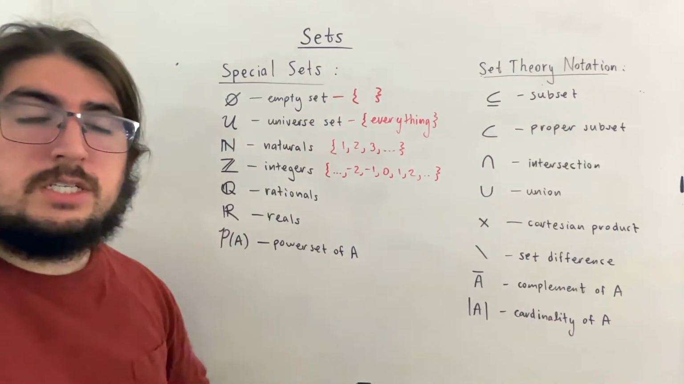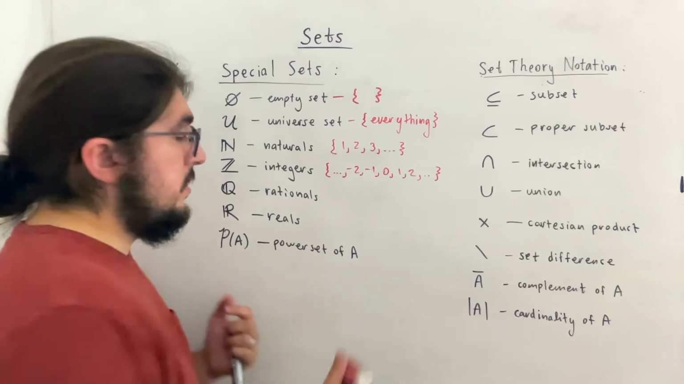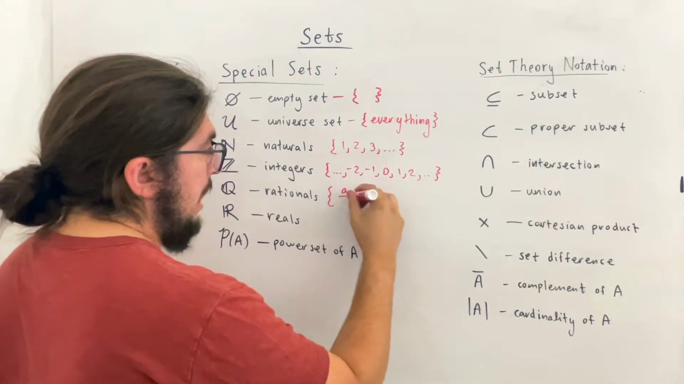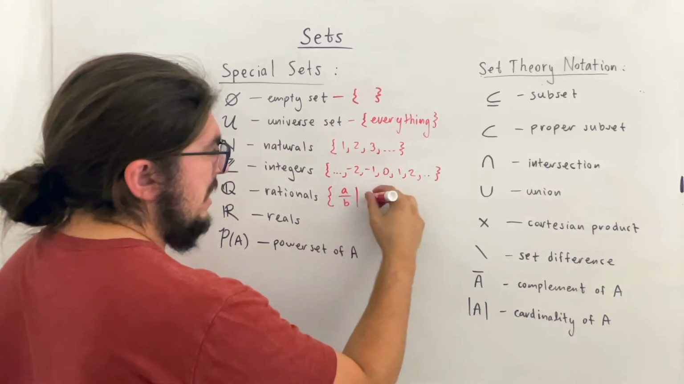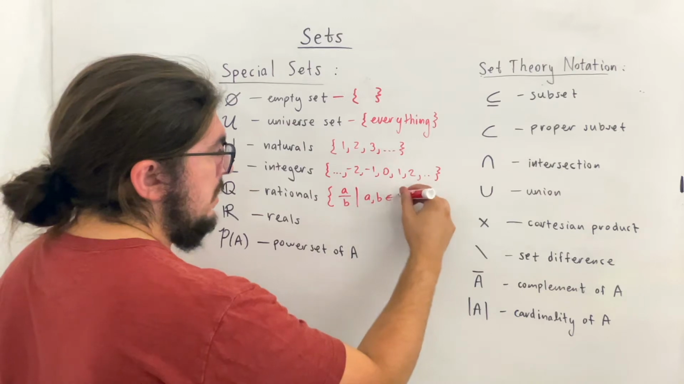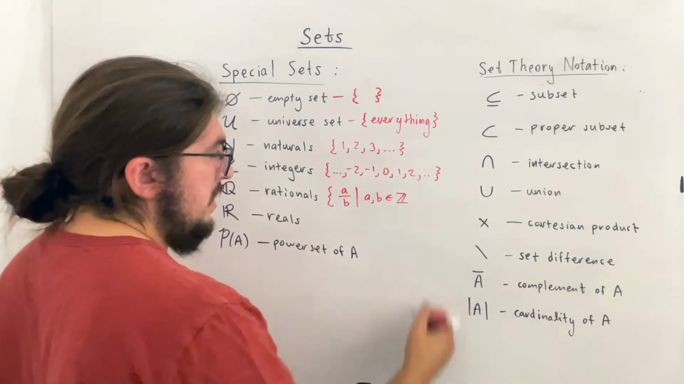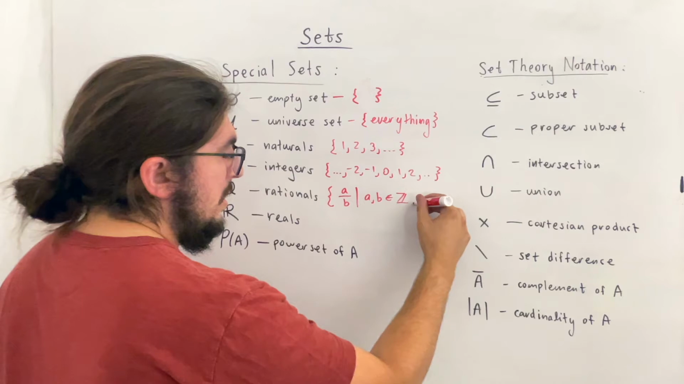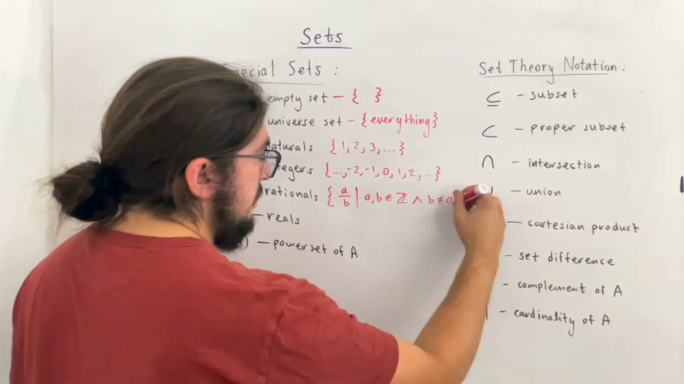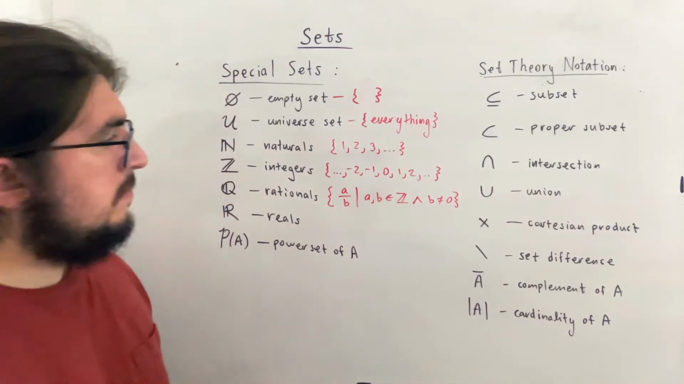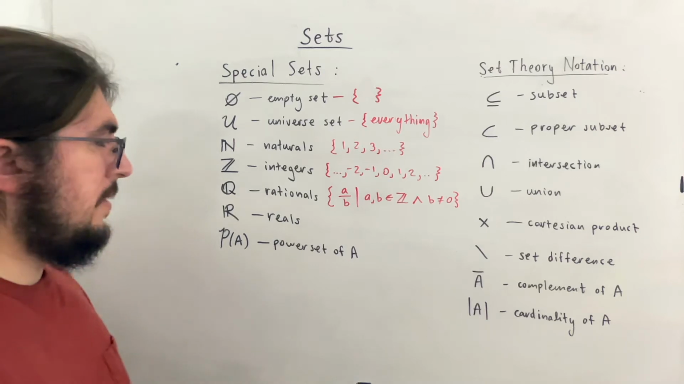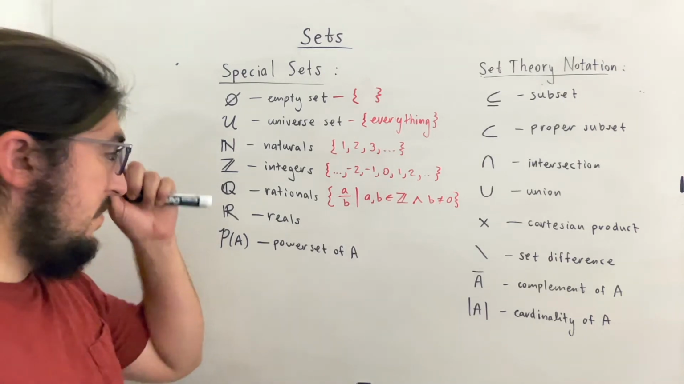Rationals are a little harder to describe. These are the set of all fractions of integers. The way you would write this is the set of all a over b such that a, b are elements of the set of integers, and, we use this and symbol, b is not equal to 0. You can also put a comma there maybe, but I like the and because we're using that kind of symbol we saw in the last video.